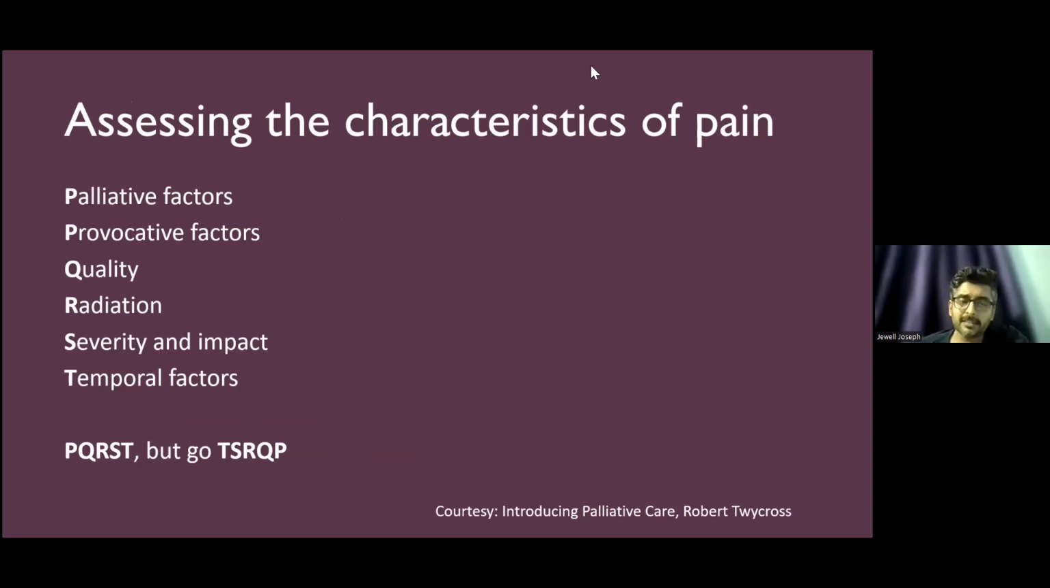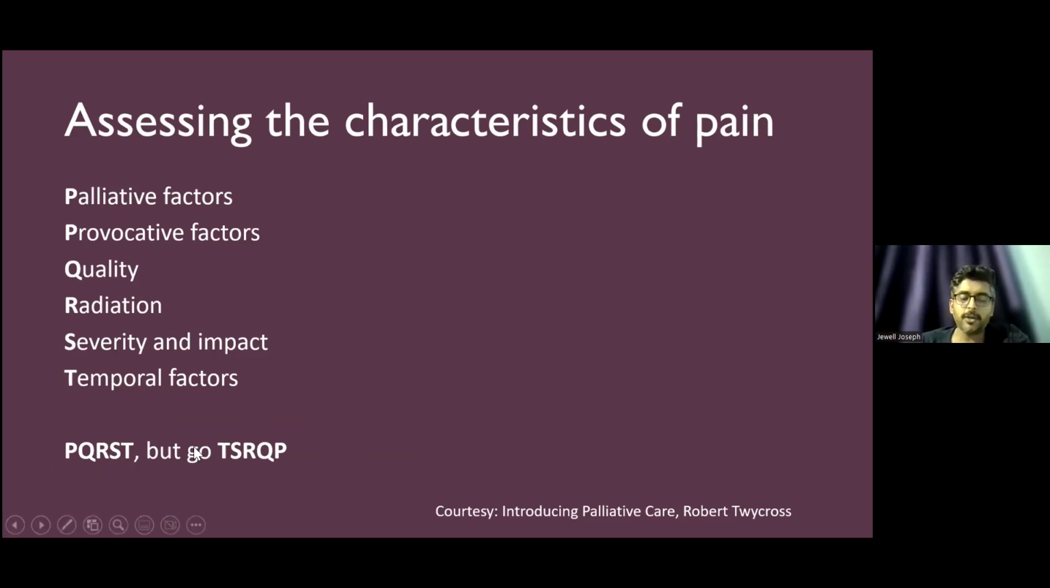The characteristics of the pain can be remembered with the common mnemonic PQRST. P is palliative factors, the factors which relieve the pain, and provocative factors, the factors which aggravate the pain. Q is quality of pain, meaning the type of pain. R is radiation, where the pain radiates to. S is severity and impact, and T is temporal factors, the time related factors. When was the pain started? How is it going? When is it increasing? When is it decreasing? The diurnal variation and all those things.